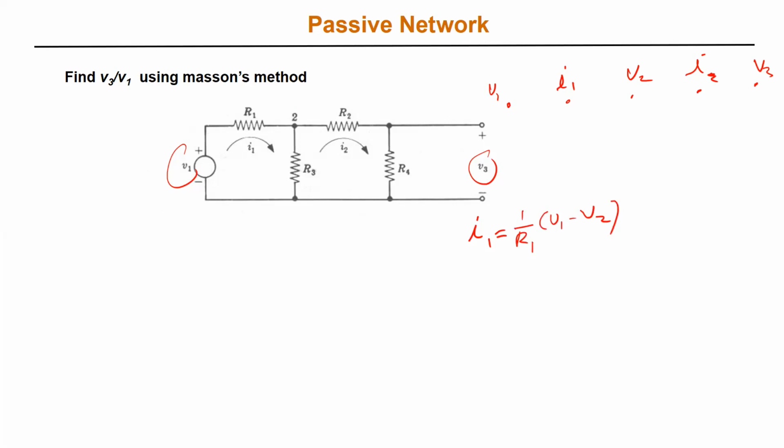How about V2? V1 is my input. It's given to me. So what is V2? It is I1 minus I2 over R3.